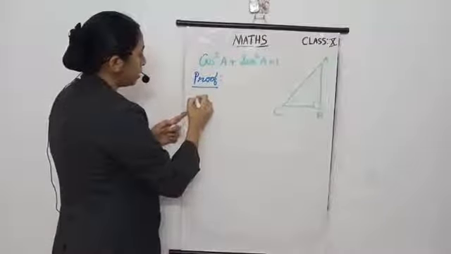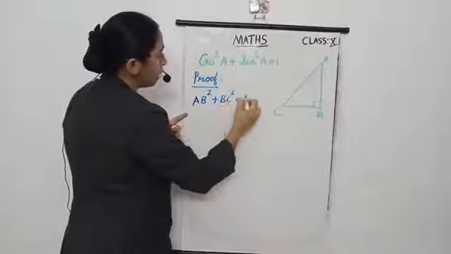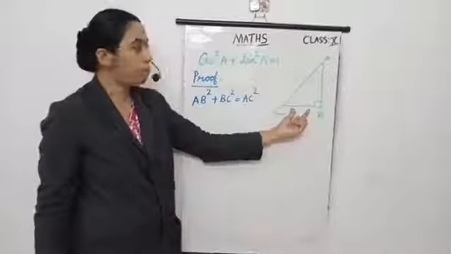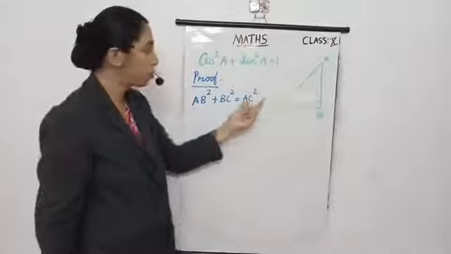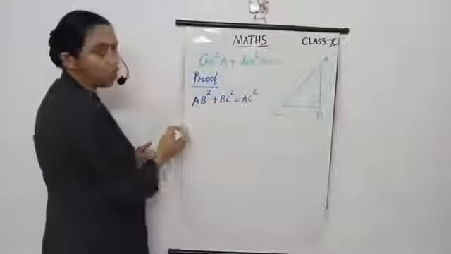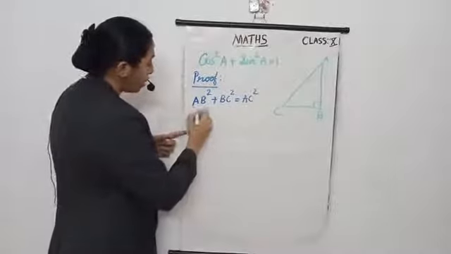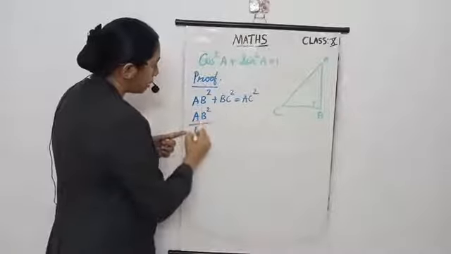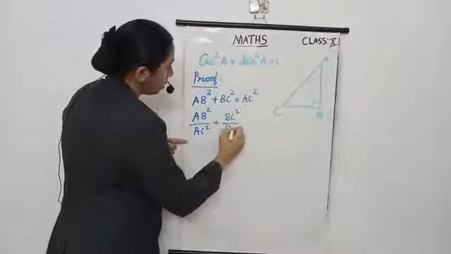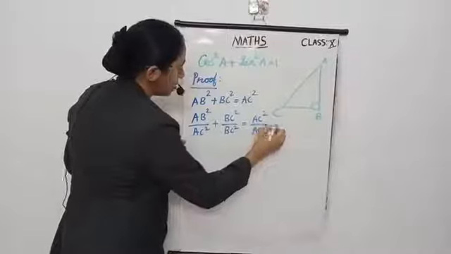AB square plus BC square equal to AC square. Isn't it? Pythagoras theorem: base square plus altitude square equal to hypotenuse square. Now in this equation, divide by AC square. So AB square by AC square plus BC square by AC square equal to AC square by AC square.